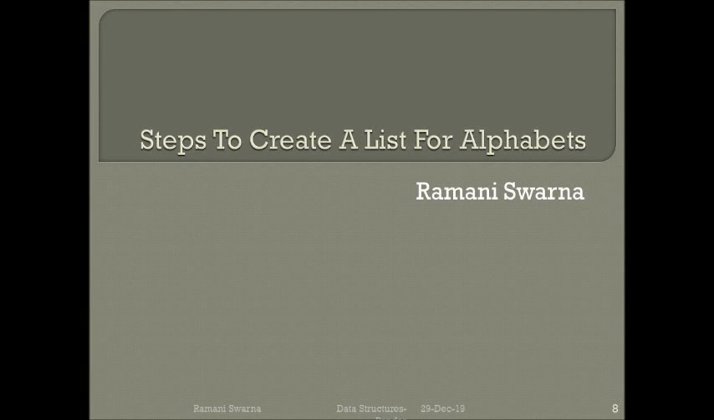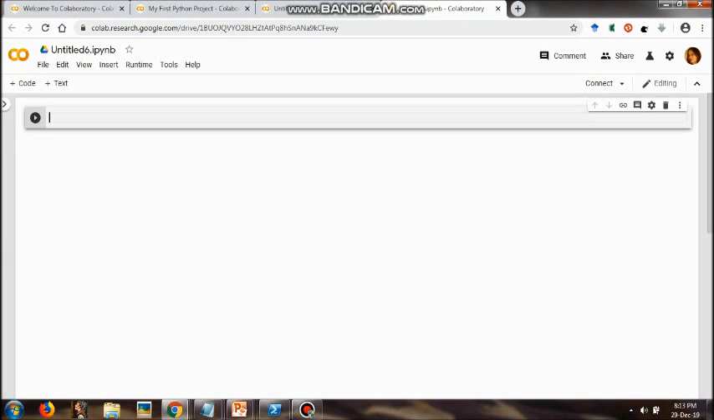I welcome you all to another part wherein I'm going to showcase the various steps to create a list for alphabets. Sometimes in our data set we can see the presence of alphabets also. In that particular case, how am I supposed to create the list is what I'm going to showcase here.